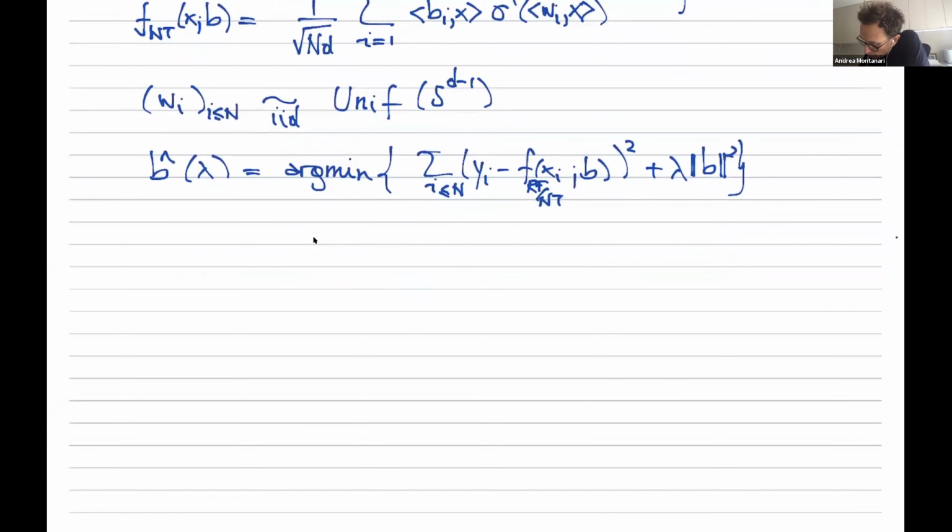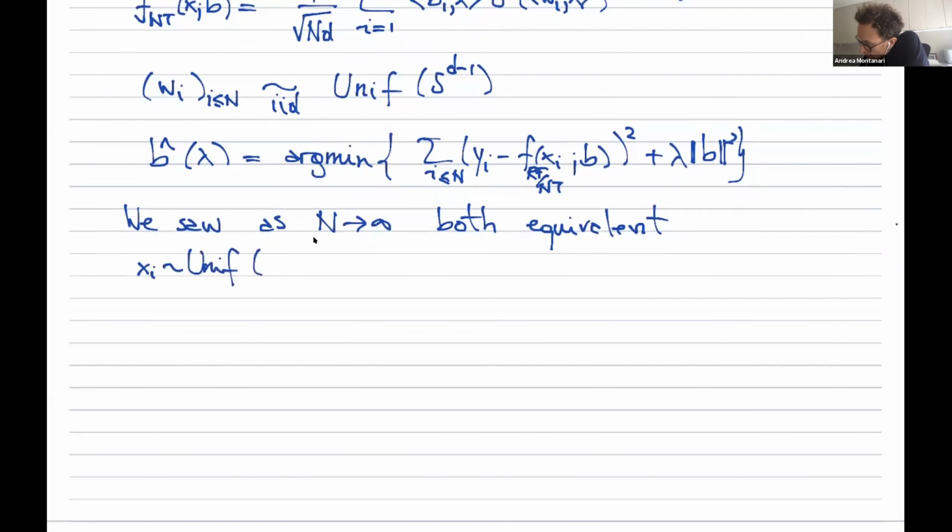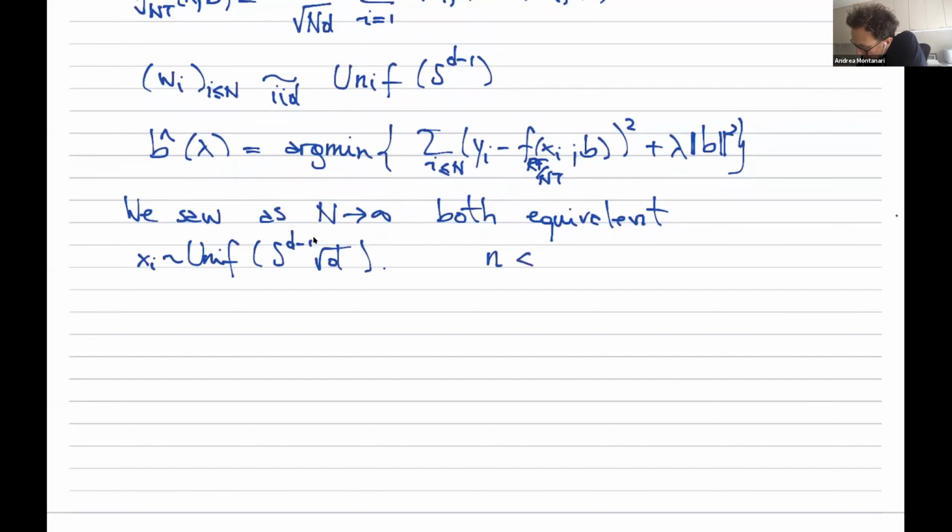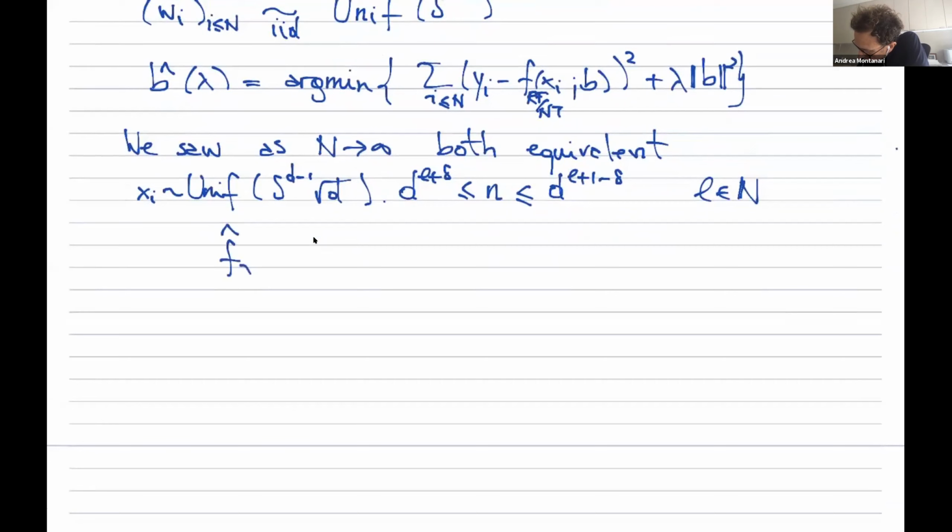Okay, so what we saw is that as n goes to infinity, both of these models are equivalent, both behave in the same way. Namely, if you take xi uniform on the sphere of radius square root of d, then if n is smaller than d to the L plus 1 minus delta and bigger than d to the L plus delta, for L an integer, then basically what you obtain as a model f lambda is very similar to the projection onto low degree polynomials up to L of f star, the truth. One way to say this in words is that kernel ridge regression is very similar to polynomial regression.